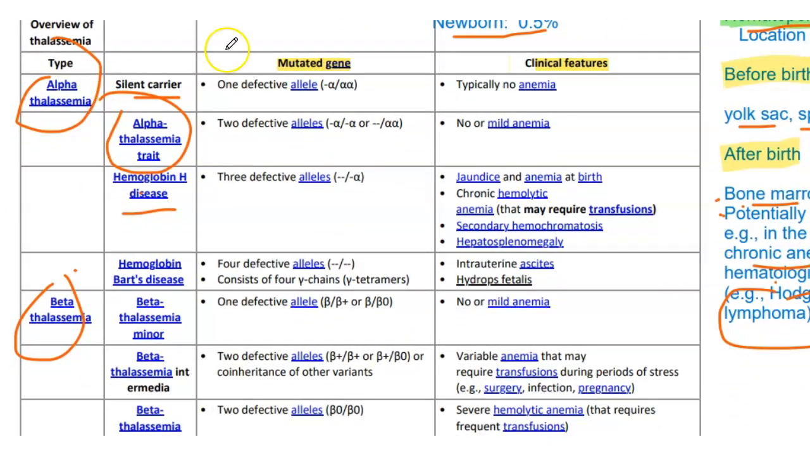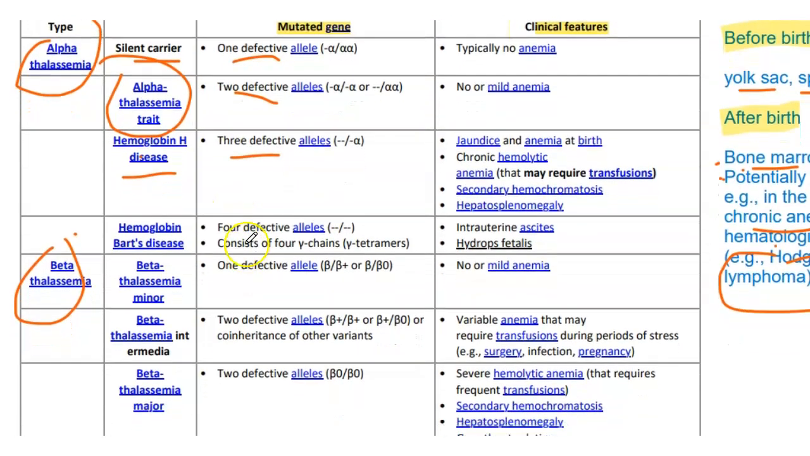Now, genes involved in different types of thalassemia. So, alpha thalassemia in silent carrier we have one defective allele. In alpha thalassemia trait we have two defective alleles. In HbH we have three defective alleles, while in HbBart we have four defective alleles, which consist of four gamma chains, gamma tetramers.